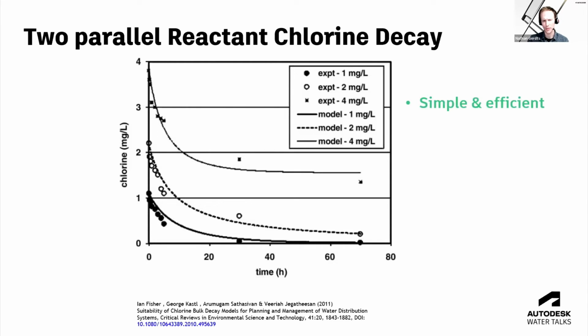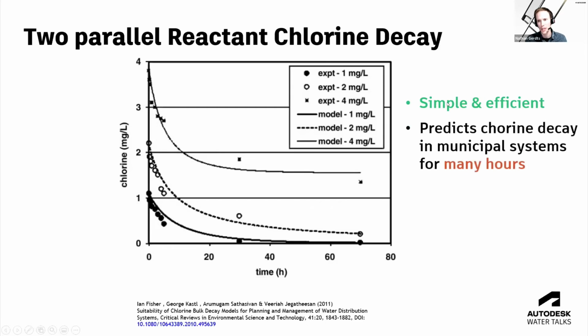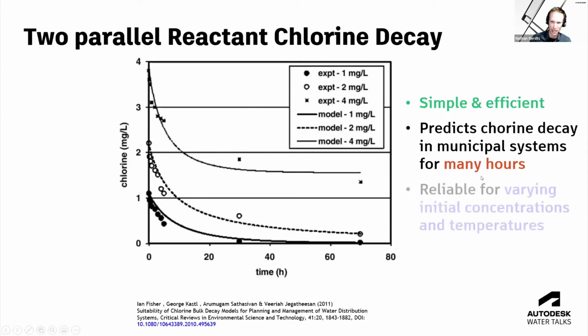From their explanation, they're focusing on what is the most simple and efficient approach, what can predict chlorine decay for many hours. You can actually fit first order decay within 8 hours usually pretty well, but once you go beyond that is where it usually starts to break down. They're also looking for something that can handle varying initial concentrations and temperatures. So they recommend this 2 parallel reactant model, and that's what I'll be talking about.